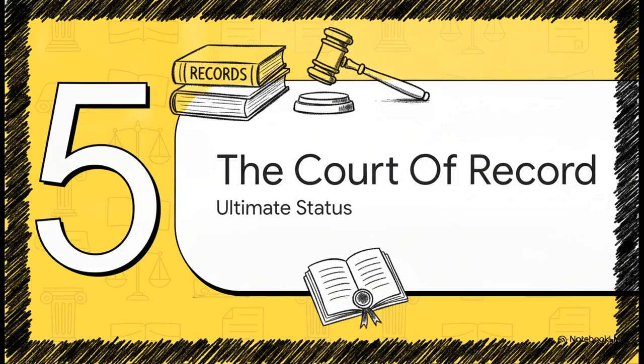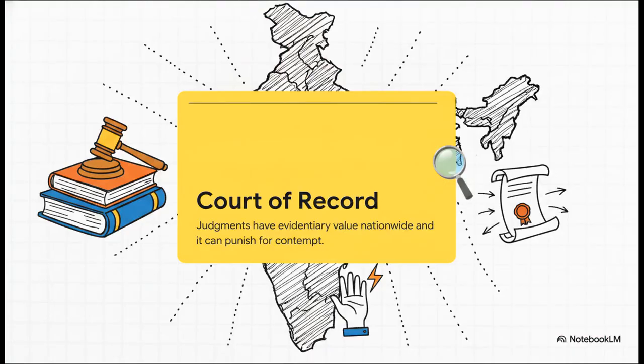Finally, we arrive at Section 5, the Court of Record. This is the ultimate judicial status symbol. To earn this title, a court has to pass a very strict two-part test. First, its judgments have to carry evidentiary weight across the entirety of India, meaning they set documented national legal precedent. Second, and this is the intimidating part, it has the sheer power to punish an individual or an organization for contempt of court. If a court doesn't have both that national evidentiary weight and the teeth to actually punish people, it simply cannot be called a court of record.